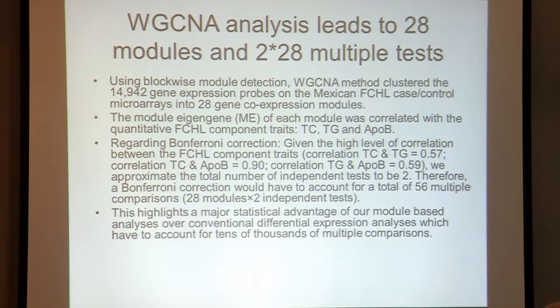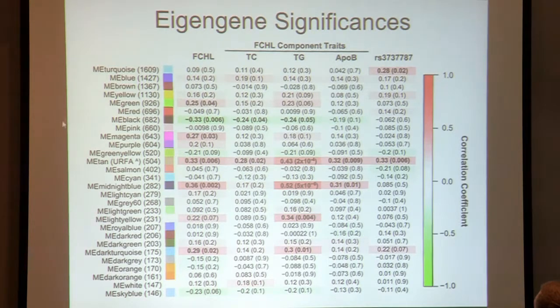Now, in order to make any sense of these data, we needed to apply a data reduction approach. And of course, WGCNA is a proven method for reducing the data. And so here we used the blockwise module detection approach to find modules in roughly 15,000 genes. And we ended up with 28 modules. And so you've seen this graph before. So these are the 28 corresponding module eigengenes.